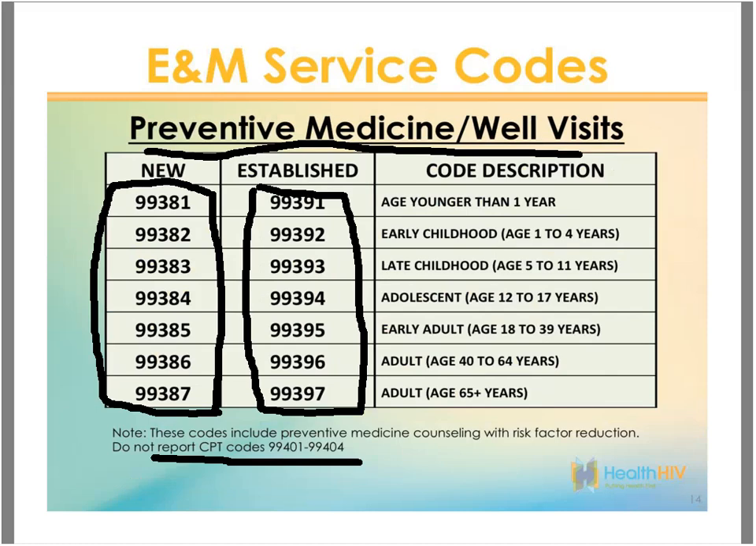The selection of the preventive medicine visit codes is based upon the patient's age. As you can see, the 99381 and the 99391 are both based on the patient's age younger than 1 year. Since we're dealing with mostly adult patients, I'll skip down to the adult patient codes. So your 99386 and your 99396 are based on patients receiving preventive care between the ages of 40 to 64 years.